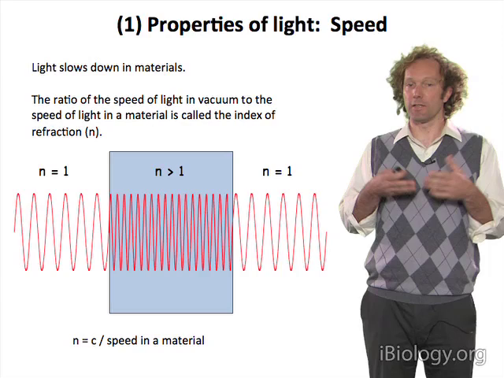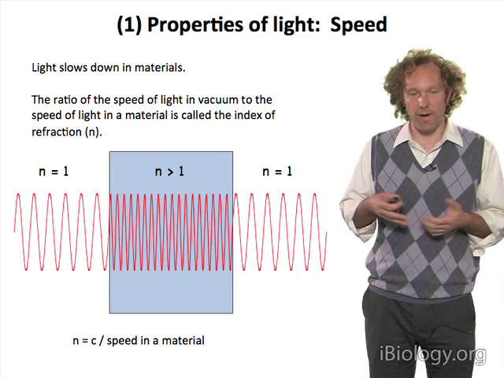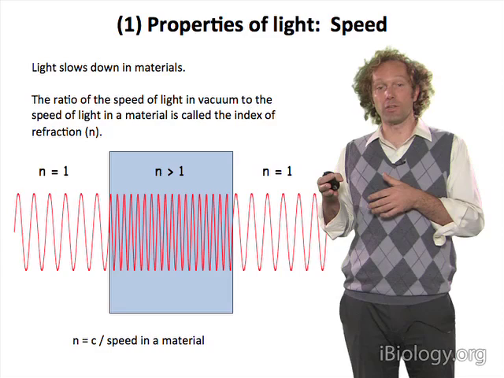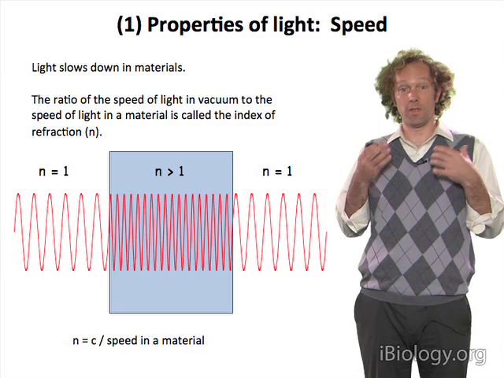And light slows down in proportion to a number that is now known as the index of refraction. So if you measure the speed of light in a material and compare that to the speed of light in vacuum, the ratio of those two is this index. Index of refraction has been quantified for a wide range of materials, and it's one of the most important properties of lenses that are used in imaging systems.